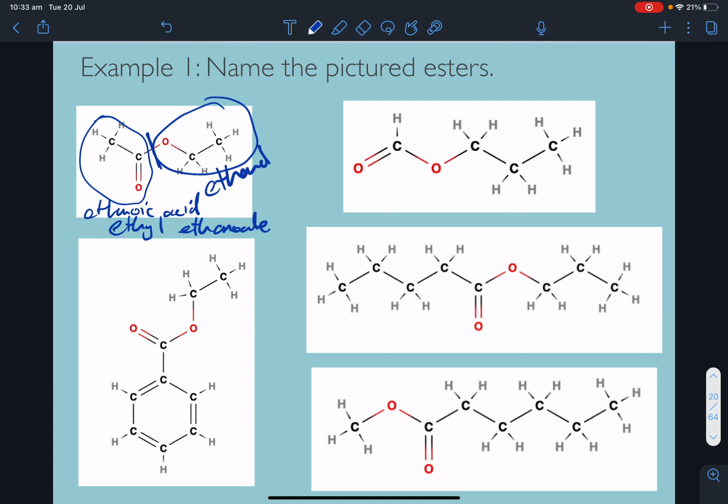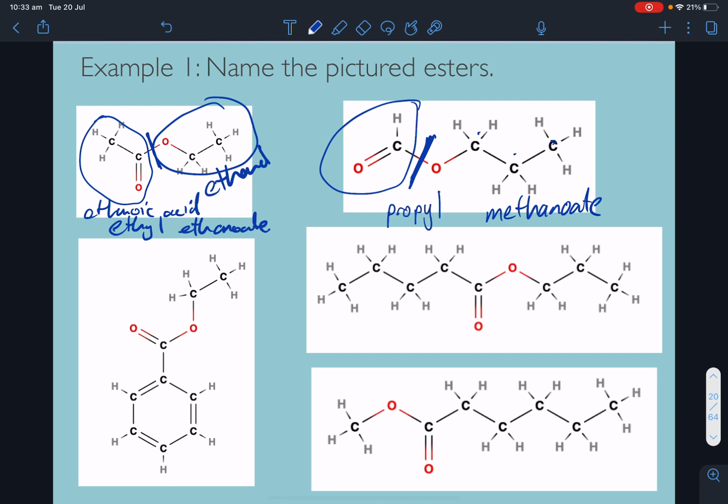Okay. Here, this one here is, oh, hang on. No, I've got that wrong again. This bond is the new bond, okay? The carbonyl came from the carboxylic acid, so it's a methanoic acid, so it's a methanoate. And 1, 2, 3 with the alcohol, so it's a propyl, so propyl methanoate.